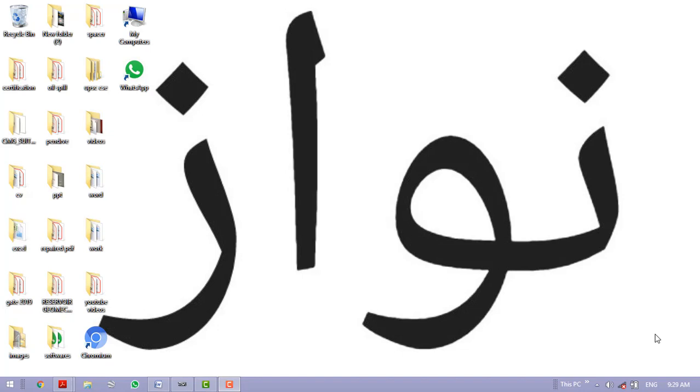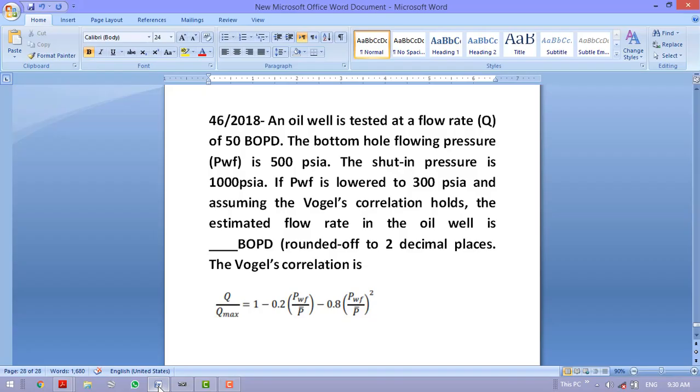So I'm back with a new numerical problem which appeared in GATE 2018, question number 46. Let us quickly see the question. An oil well is tested at a flow rate Q of 50 barrels of oil per day. The bottom hole flowing pressure is 500 psi and the shut-in pressure is 1000 psi. If the flowing bottom hole pressure, PWF, is lowered to 300 psi, and assuming that the Vogel correlation still holds, the estimated flow rate of the oil well should be in BOPD.